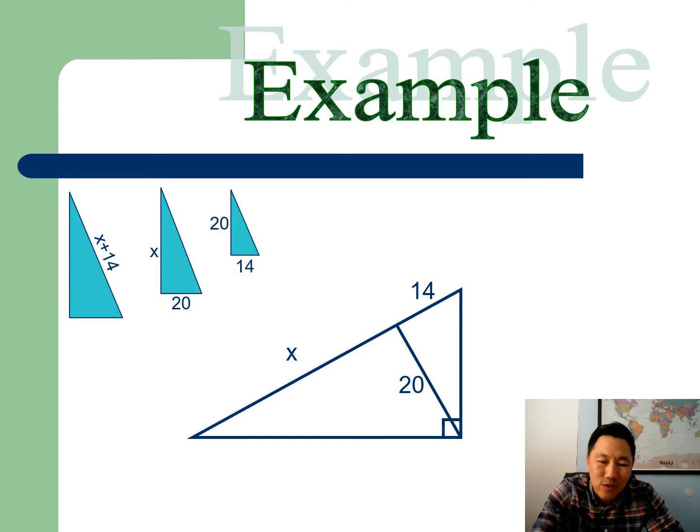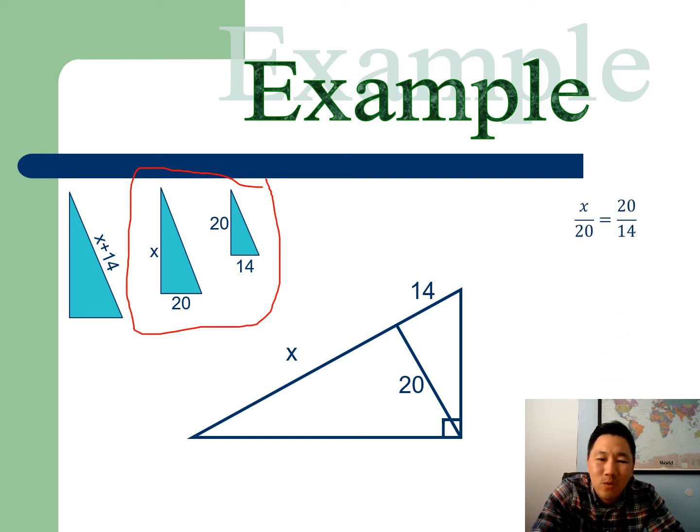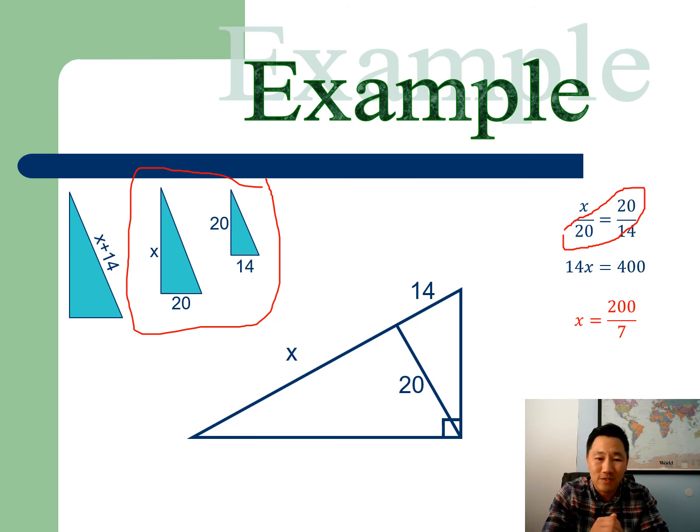So you're going to ask yourself, which of those two are going to help me solve for x? It turns out that if we just focus on these two and set the proportion, we will be able to solve. In this case, these two are the geometric mean. They're the ones that are always the same. Cross multiply and solve. You should get x equals 200 over 7. All right, moving on.